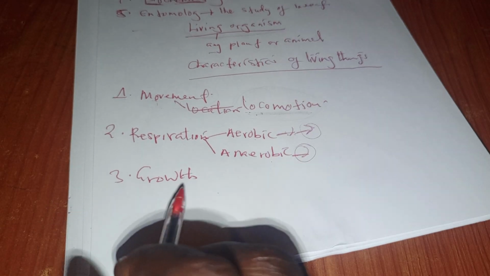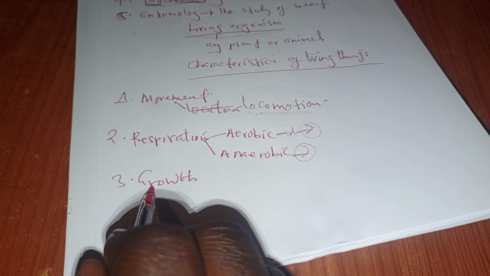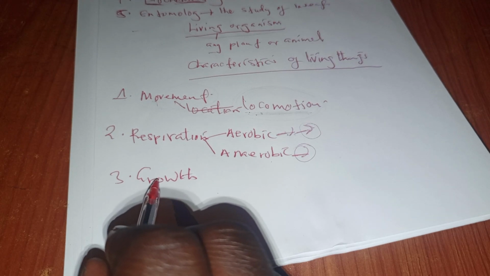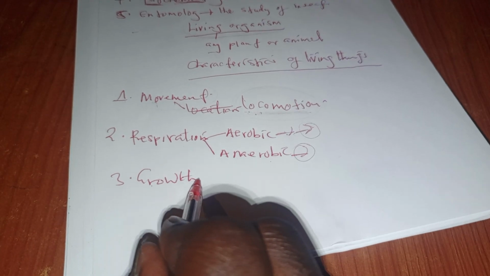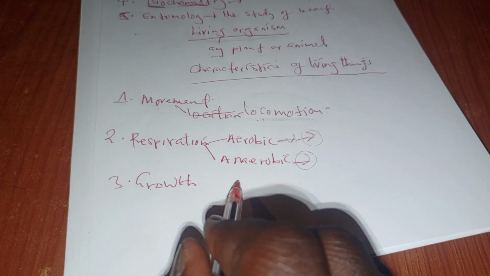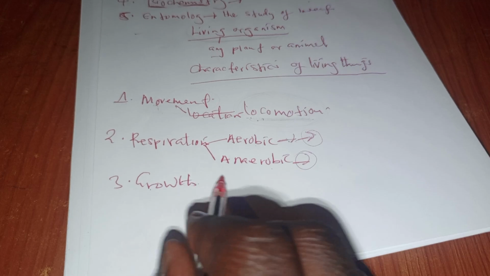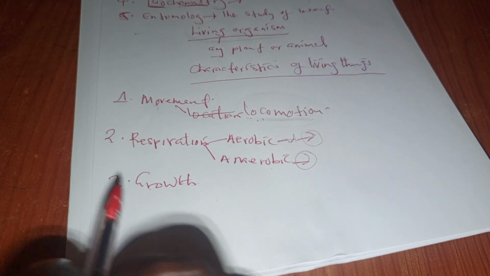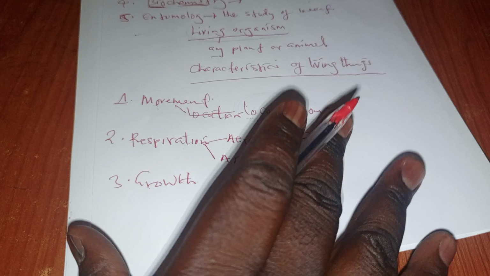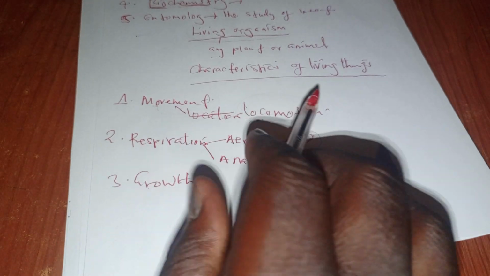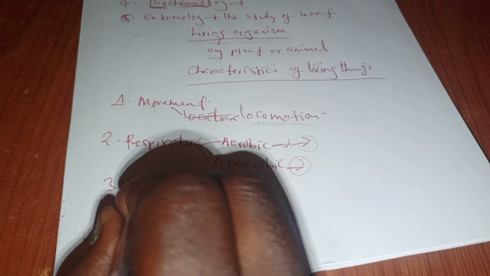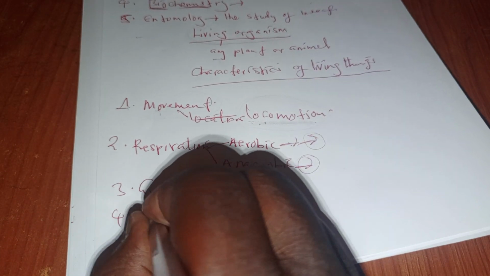So in short, all organisms undergo growth. Growth is the permanent increase in size, the number of cells, and also the mass of organisms. You need to understand that all living organisms undergo movement, respiration, and growth. Then number four, we have reproduction.